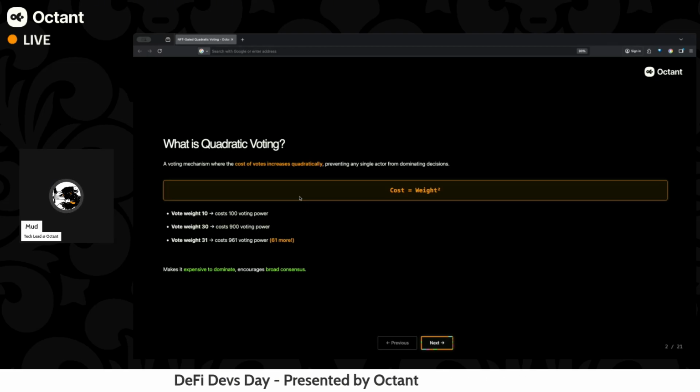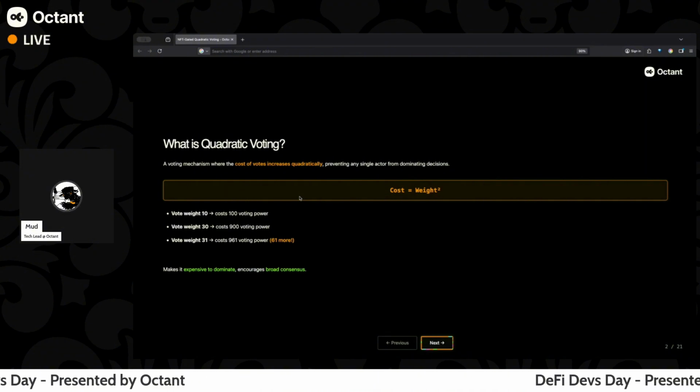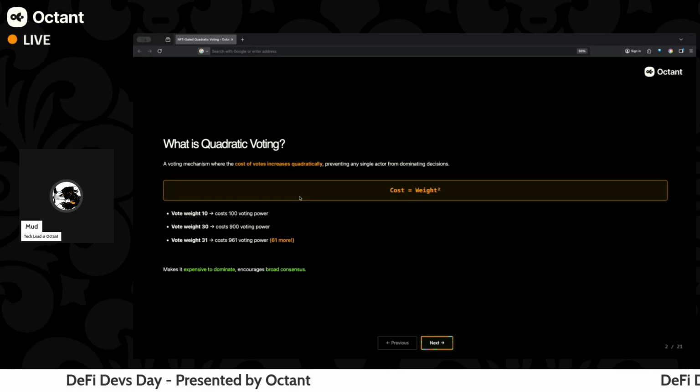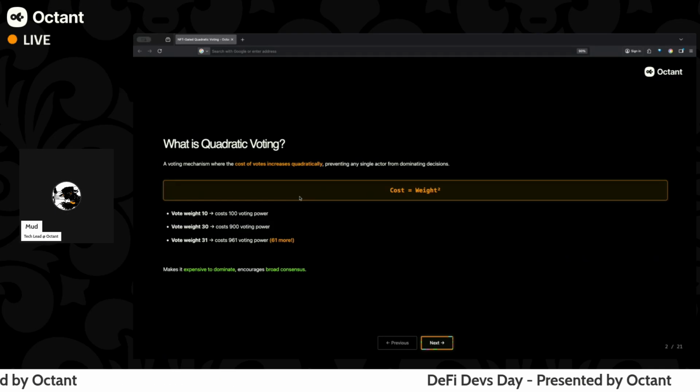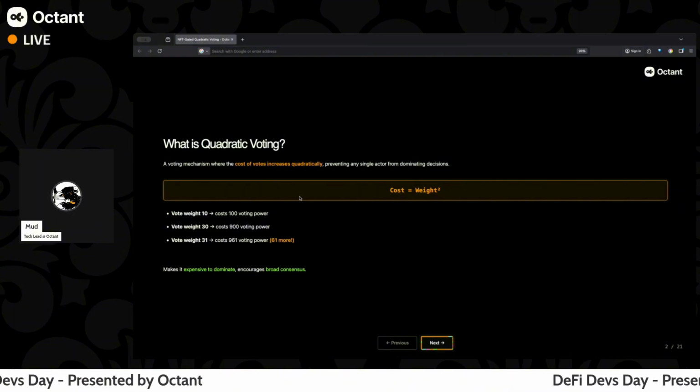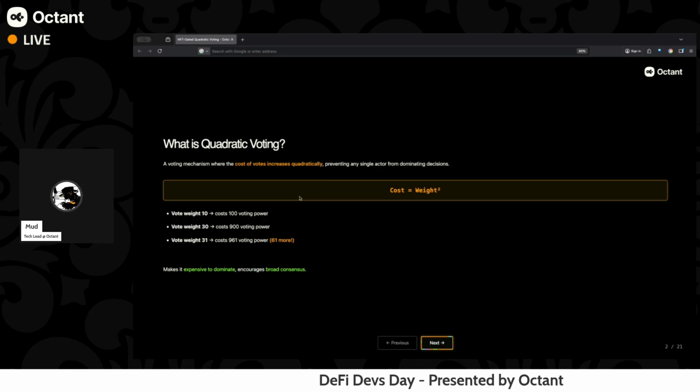So quadratic voting is a pretty simple mechanism where the cost of casting a certain vote weight is the square of the vote that you want to cast. So if you wanted to vote 10 units for something, it would cost you 100 voting power. This usually translates to money, but you can use quadratic voting without having people put in funds.